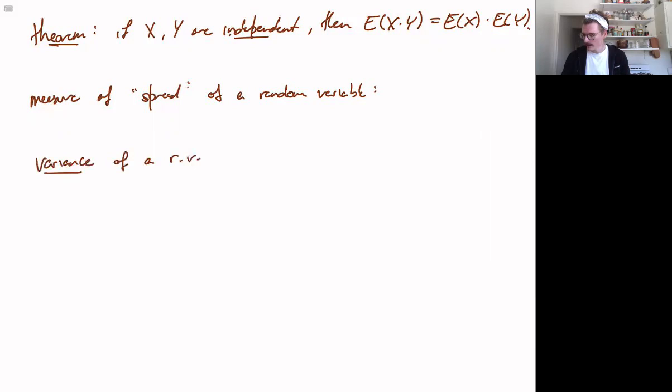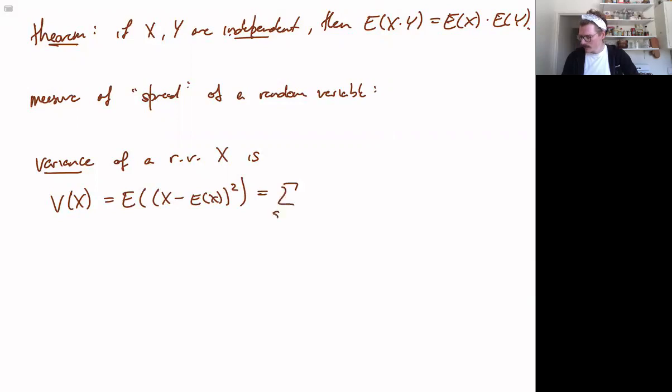of a random variable x is denoted V of x, and it is defined to be, we will write this down and then take a minute to unwind it. So the expected value of (x minus expected value of x) squared. You can write this as the sum over s in S of (x of s minus expected value of x) squared times the probability of s.